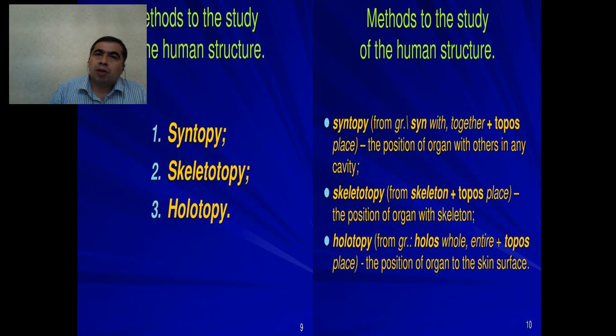Posteriorly it is in contact with the left kidney and the left suprarenal gland. It's syntopy, the relation of the stomach to the neighboring close organs. We are using these three methods for the determination of the internal organs: syntopy, skeletotopy, and holotopy.